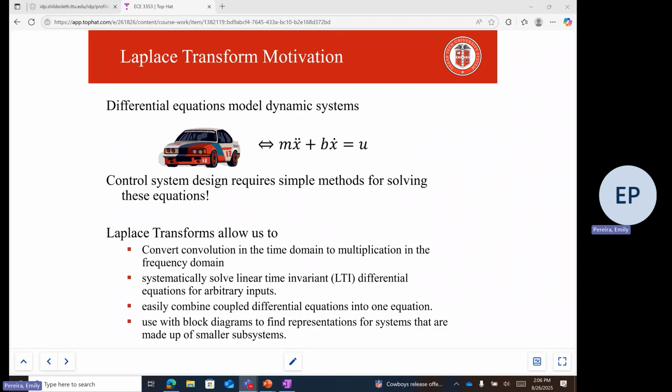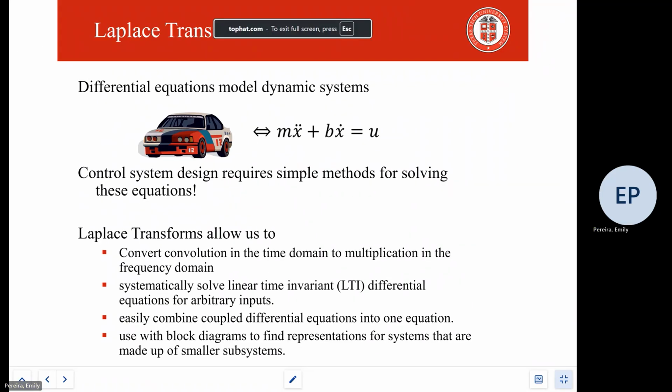Okay, so in the Laplace transform, we're interested in converting differential equations to the Laplace domain in order to combine different differential equations and use block diagrams. And ultimately, we want to design controllers, and we're going to use the frequency domain to design our controller. So we want to get comfortable going back and forth between the time domain and the frequency domain.